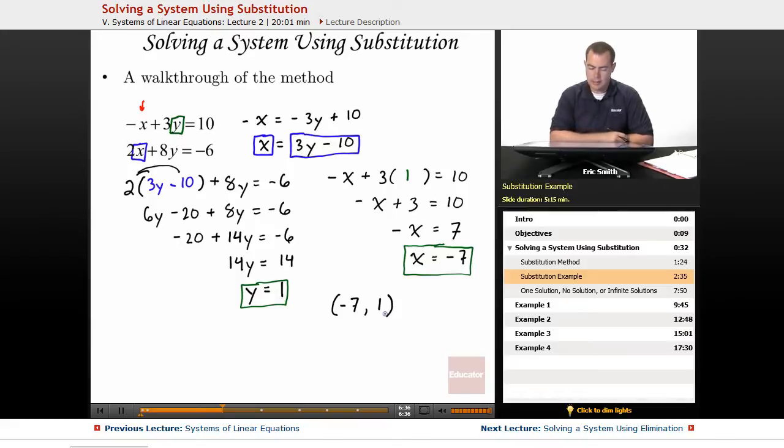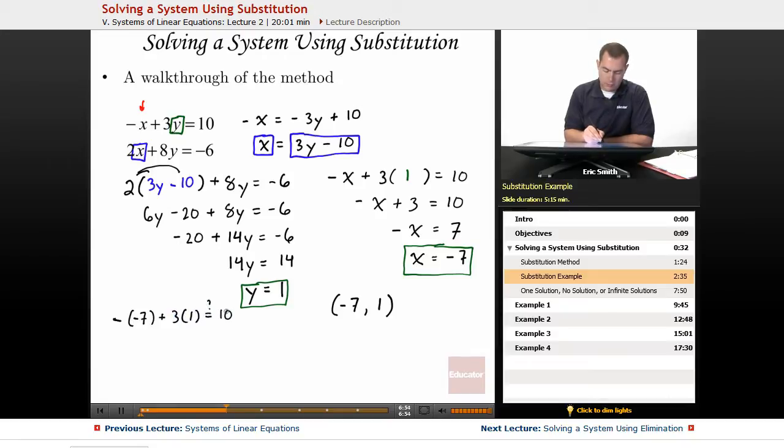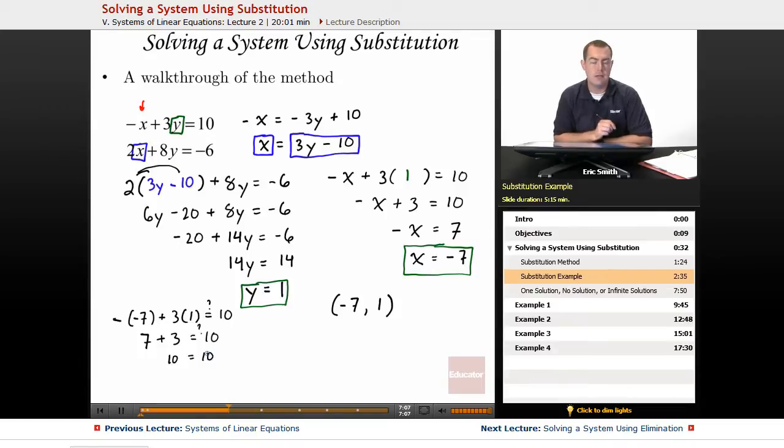Now if I'm looking at that and I'm curious if it really is the solution or not, it's not a bad idea to just take it and plug it back into the original. Let's see how that works out. So negative, my value for x is negative 7, plus 3, and my value for y is 1. Does that really equal 10? Let's find out. So a negative 7 would be positive 7 plus 3. Does that equal 10? Sure enough, 7 plus 3 is 10. So that works out in the first equation.